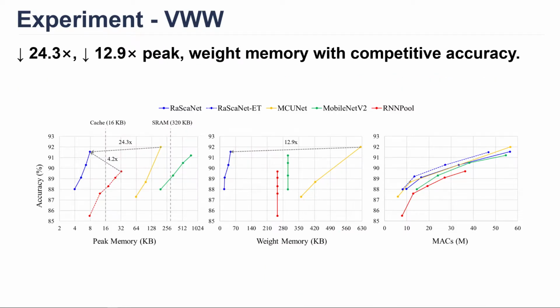We compare our approach with other tiny models on the VWW dataset. VWW solves the binary classification task given the resource constraint of TinyML. Our method advances the Pareto optimal frontier using 24.3 times smaller peak memory and 12.9 times smaller weight memory with competitive accuracy. It also shows better computation efficiency by adopting an early termination, which is shown as a dotted blue line in the rightmost figure.